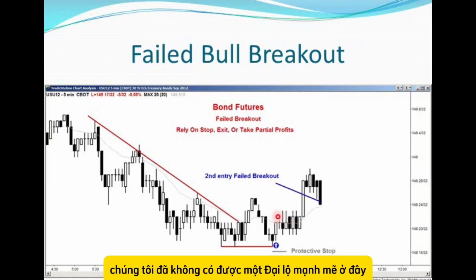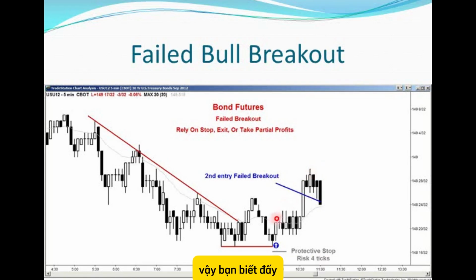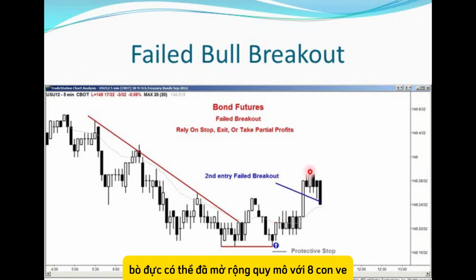We did not get a strong bull bar here, but we did get a big one here, and we did go 8 ticks above the entry price. So bulls could have scalped out with 8 ticks while risking 4 ticks. So what do you do now?